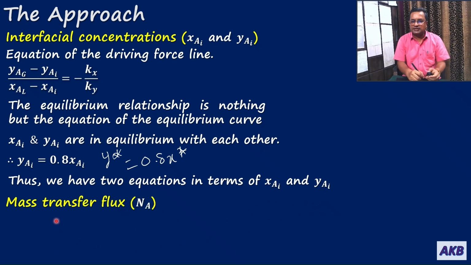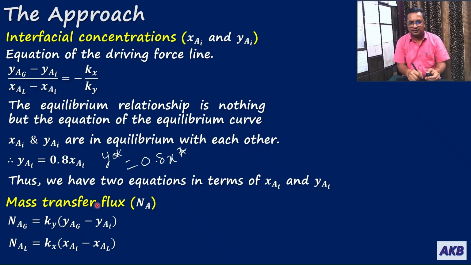Then after getting XAI and YAI, the next task is to get the mass transfer flux. You can find it either by using the equation NAG is equal to KY into (YAG minus YAI), or you could use NAL is equal to KX into (XAI minus XAL). Both values should be equal, that is NAG will be equal to NAL, so you can check that. In this way, you can find out the mass transfer flux.